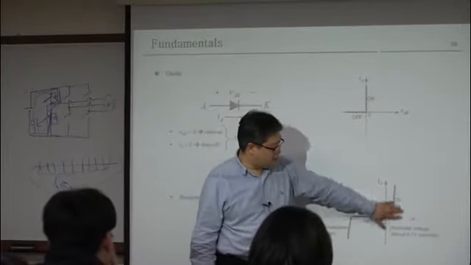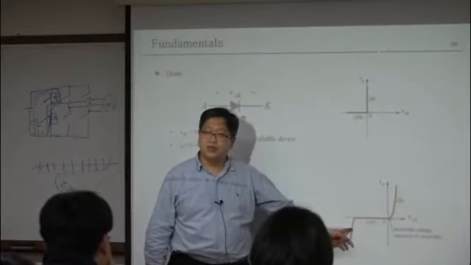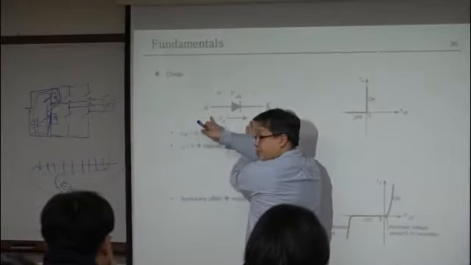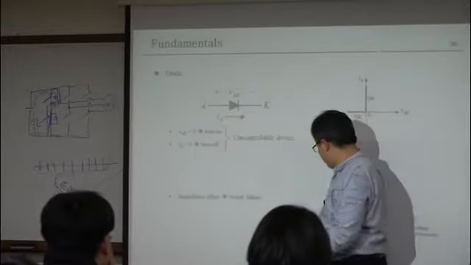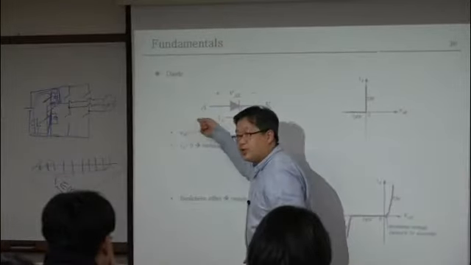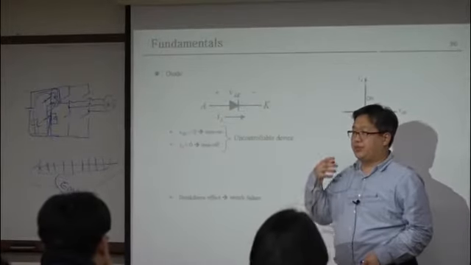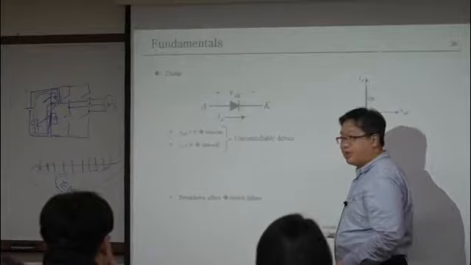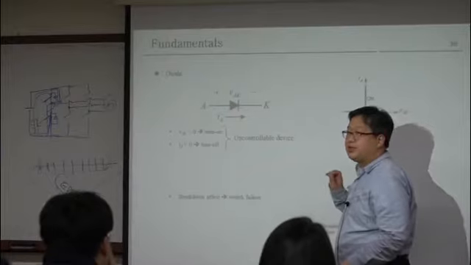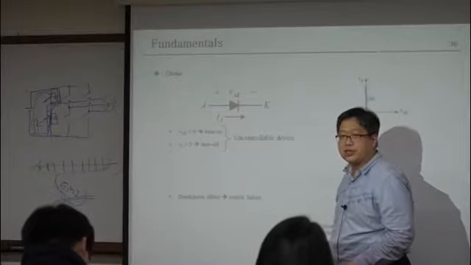But in practice, it's like this. You have the breakdown voltage. If you apply too high a voltage from here to here, then your diode can be destroyed. Destroyed means what? You flow a lot of reverse current like this. Once your diode breaks down, you cannot use the diode, except the Zener diode. With the Zener diode, you can use the breakdown region, but you don't use a Zener diode for the power conversion circuit.